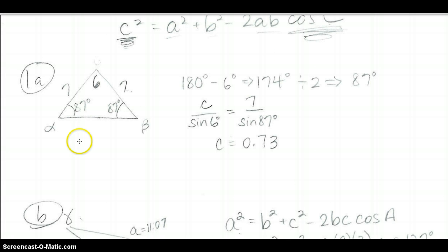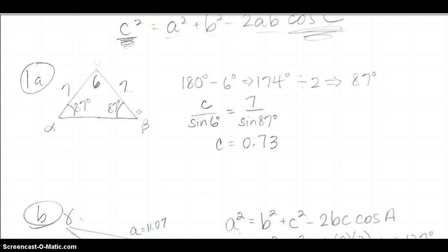In this case, you were given the two sides, but because they're equal, then that tells you that their corresponding angles are equal. So given that the first angle was 6 degrees, you subtract that from 180, divide by 2, so that's how you get the other two.